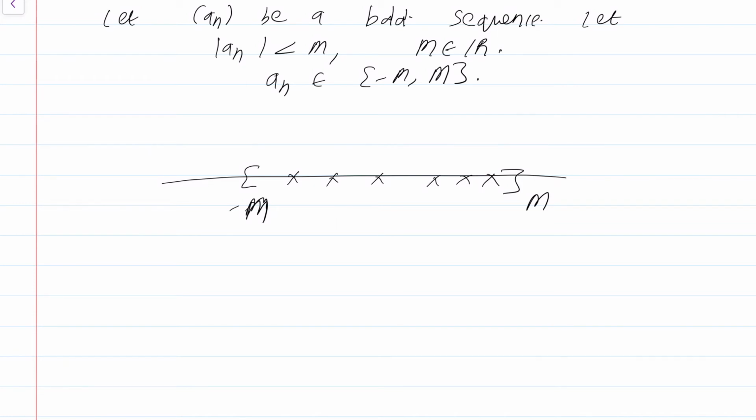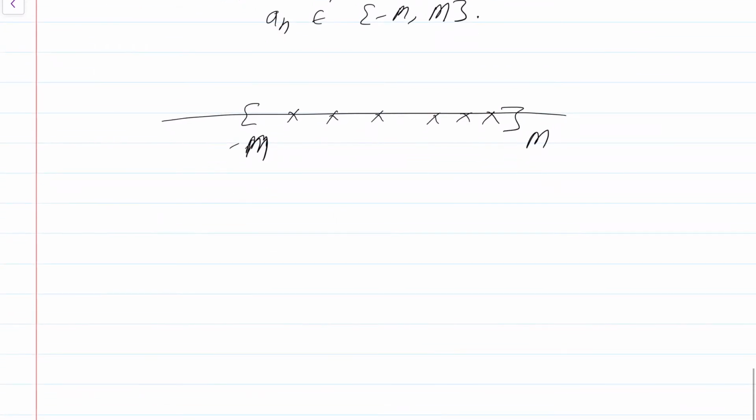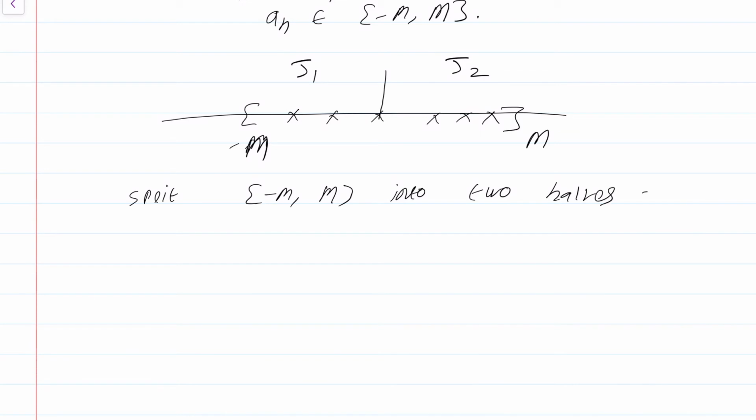Now split this into two intervals right in the middle. Call this one J1, call this one J2. So split minus M to plus M into two halves, J1 and J2, closed intervals. Both J1 and J2 are closed intervals. I'm just splitting right in the middle. Here the midpoint will be 0 because it's symmetric about the origin.